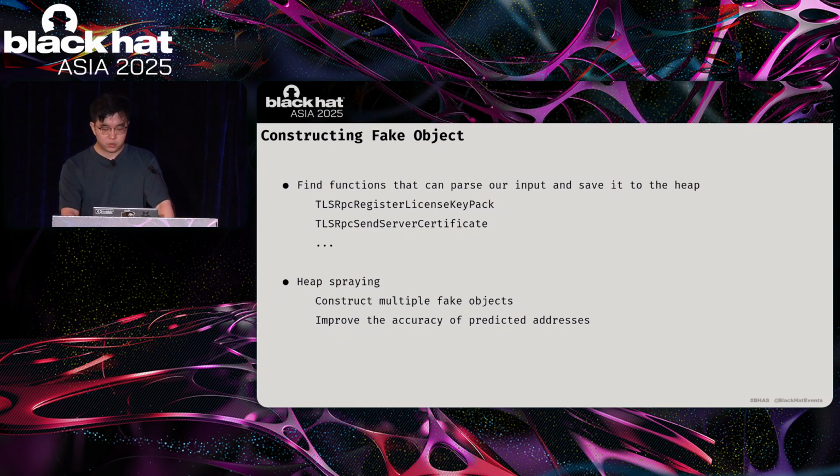In how to construct the fake object, we could find functions that can pass our input and save it to the heap. Heap spray technologies can improve the accuracy of the predicted addresses.